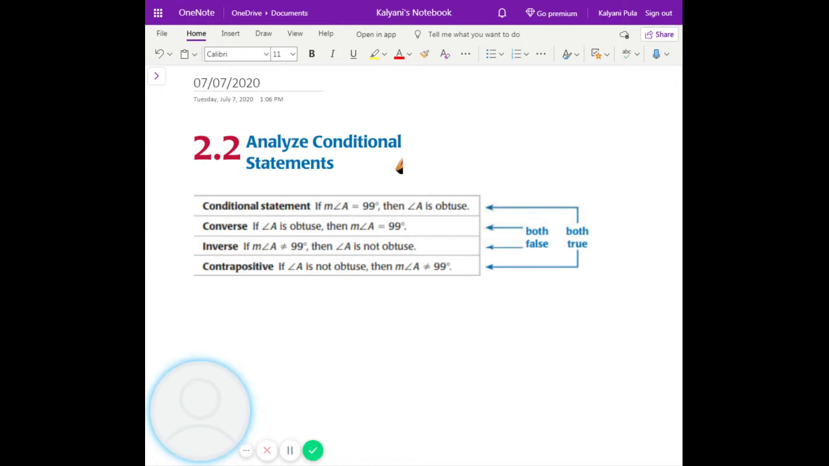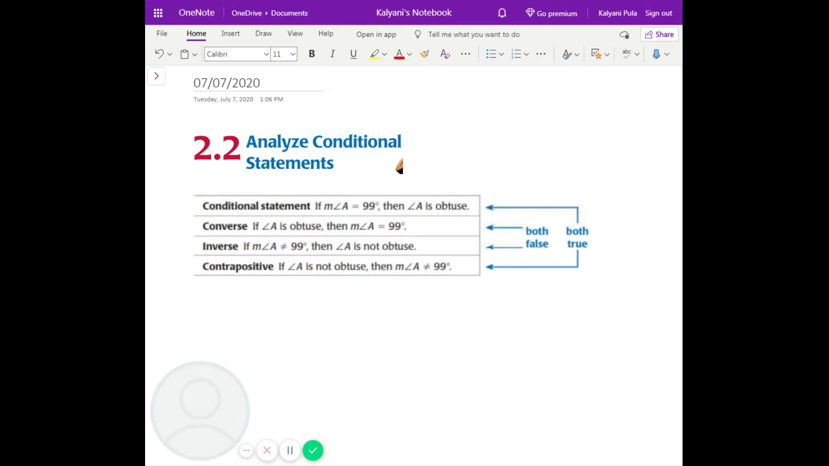When you flip this statement to that statement and that statement to this statement, you get the converse. And then the inverse, you just put a not on the statements. So the inverse is basically you apply not: if the measure of angle A is not 99, then A is not obtuse. That's the inverse. The contrapositive is you flip or switch around the inverse: if the measure of angle A is not obtuse, then the measure of angle A is not 99.